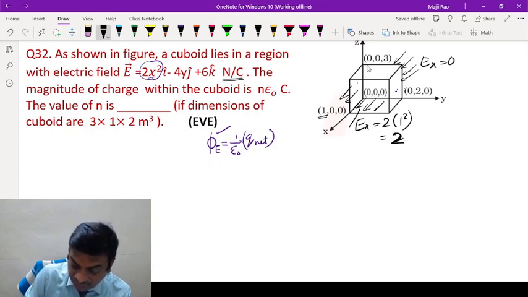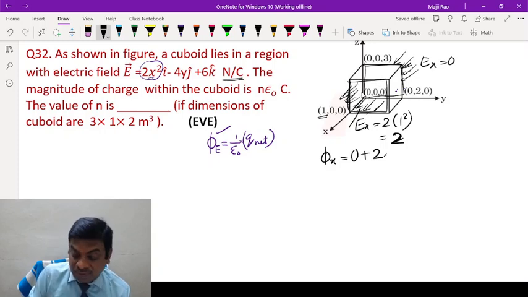Total electric flux through this face and this face will be, I'll call this as phi x. For this it is 0 because electric field is 0 here, and for the front face it is 2 into E into A, because electric field lines are absolutely perpendicular to the surface. So cos 0 will be 1. So what is the area? This length is 2, whereas this height is 3. So 2 into 3 is 6. So this is 12.